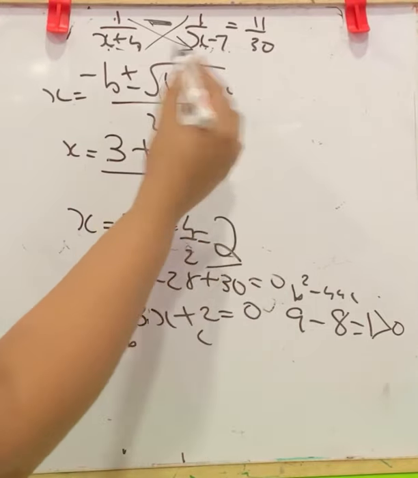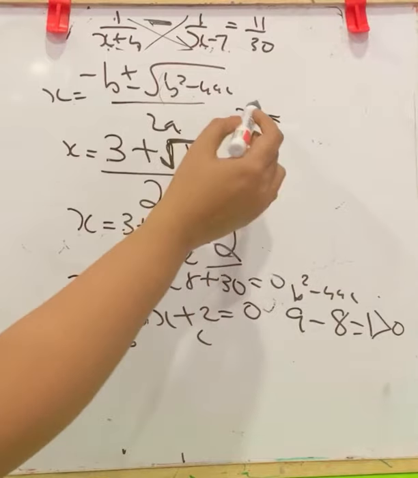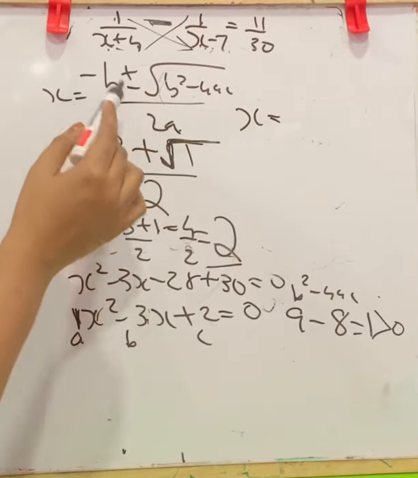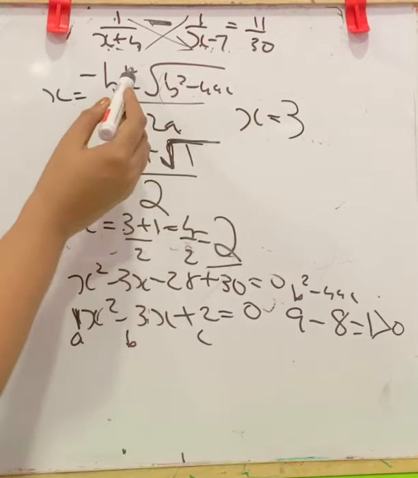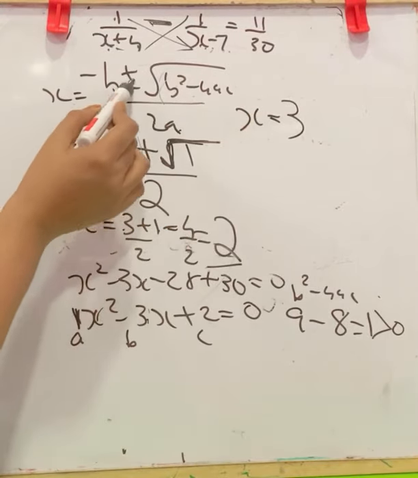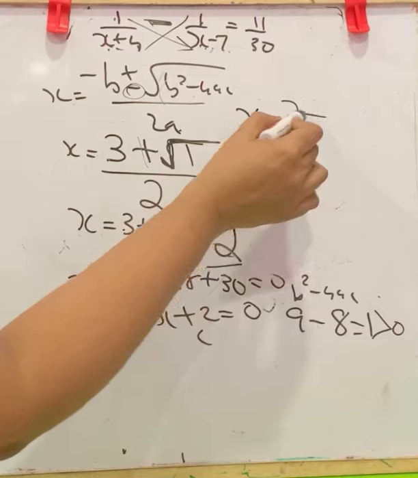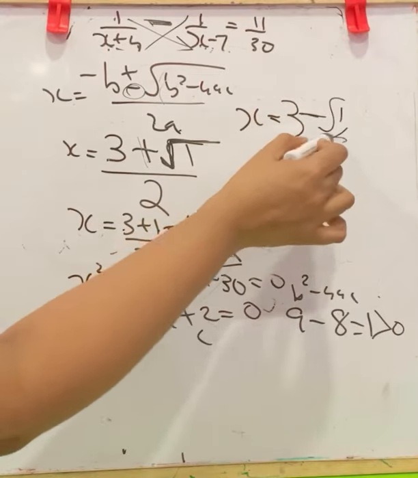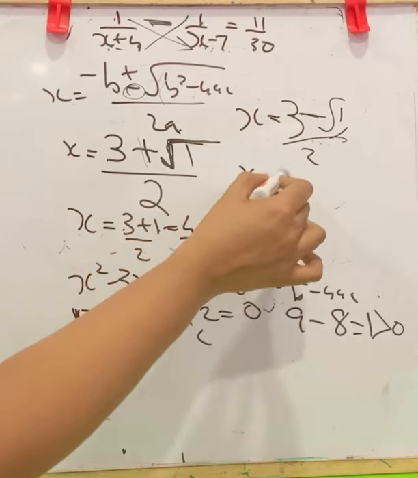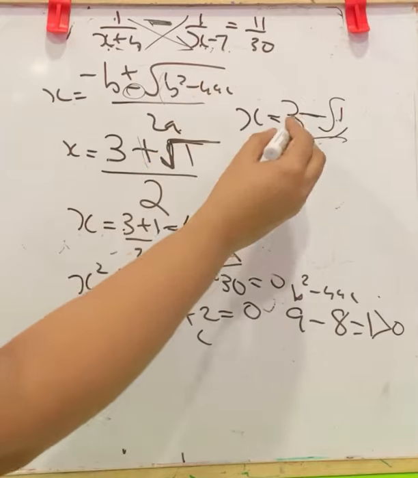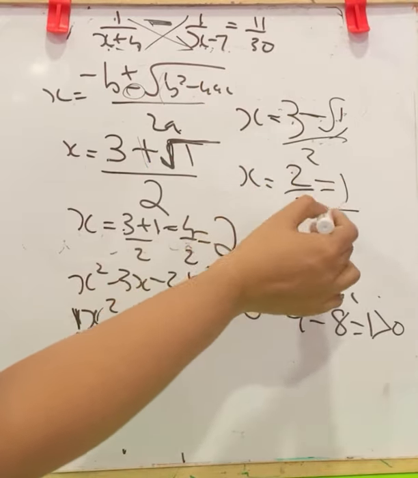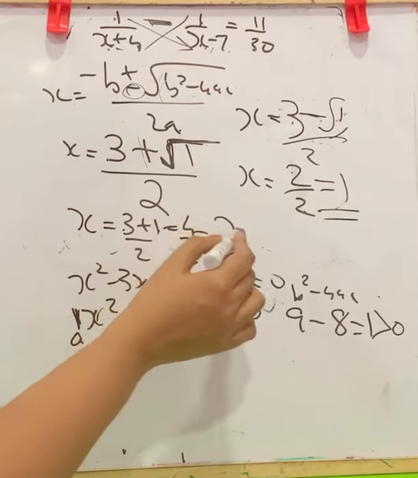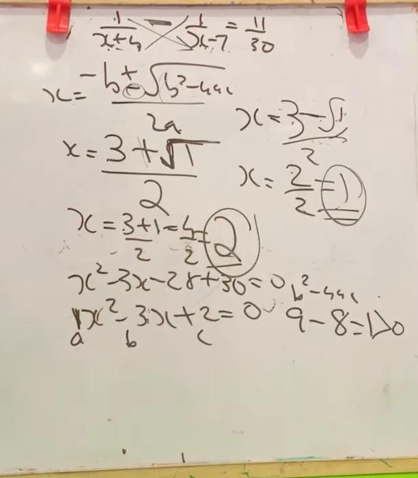Here, next case, x is equal to minus b. Minus b means minus of minus 3, it becomes positive 3. Now here we considered plus. Now we are going to consider this negative, minus root 1 by 2. x is equal to root 1 is again 1. 3 minus 1 is 2 by 2. 2 divided by 2 is 1. So we got two values for x. One is 2 and the other one is 1.